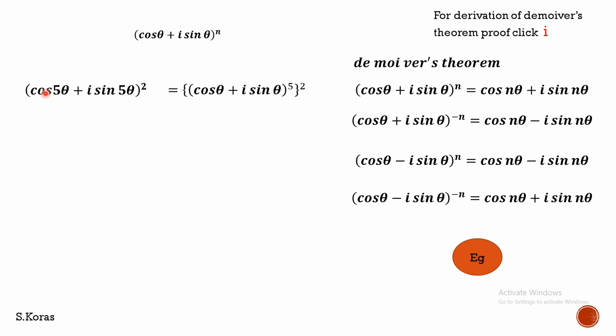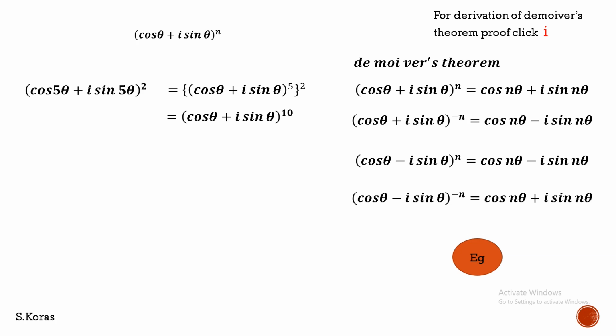So it is converted like this: cos theta plus i sin theta the whole power 5, and for this the whole power 2. Now it is in the form a power m the whole power n. The formula is a power m into n. We have to multiply these two powers, so our answer will be cos theta plus i sin theta the whole power 10. So we have achieved it.